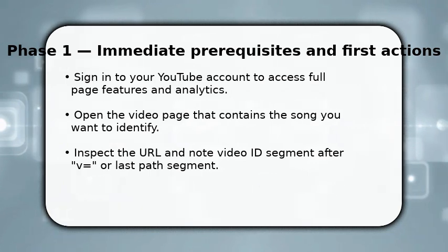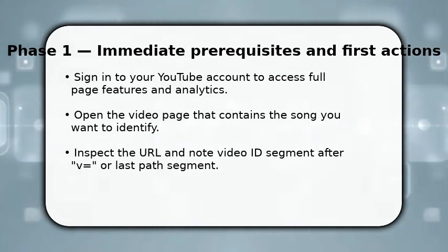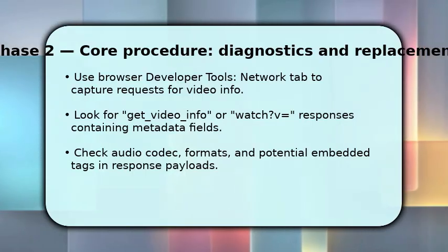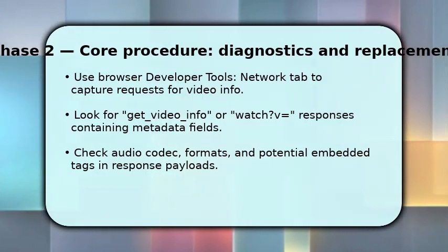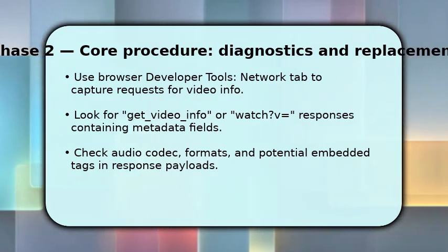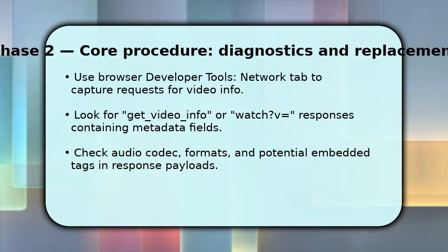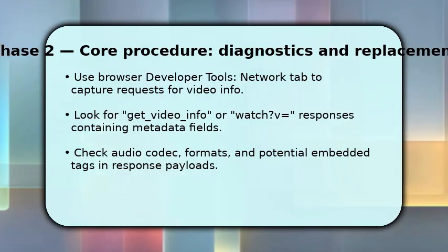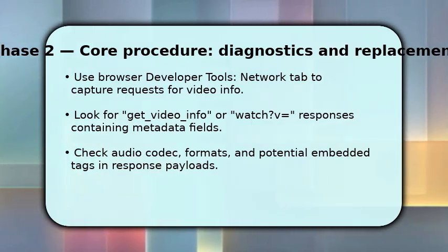Open Developer Tools and go to the Network tab, then reload the video page so requests populate. Filter by XHR or search for Get Video Info or requests that include the video ID you copied. Once you find the right request, inspect the response payload for title, author, and potential music attributes.